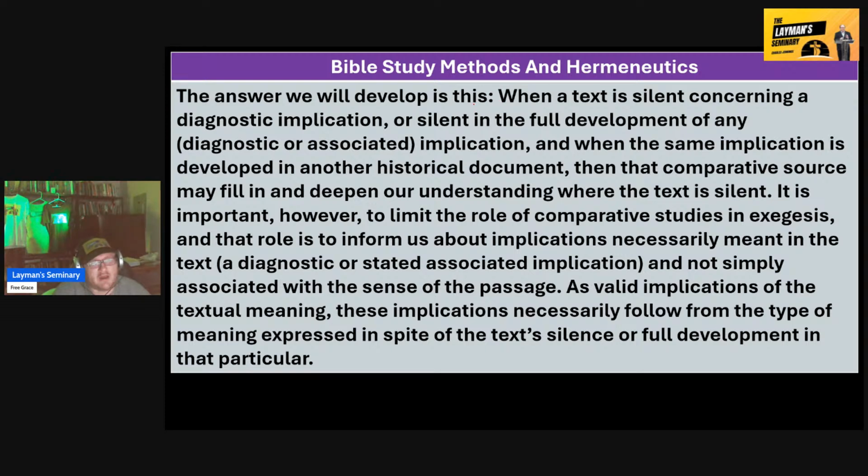The answer we would develop is this. When a text is silent concerning the diagnostic implication, or silent in the full development of any diagnostic or associated implication, and when the same implication is developed in another historical document, then the comparative source may fill in and deepen our understanding where the text is silent. It enriches.